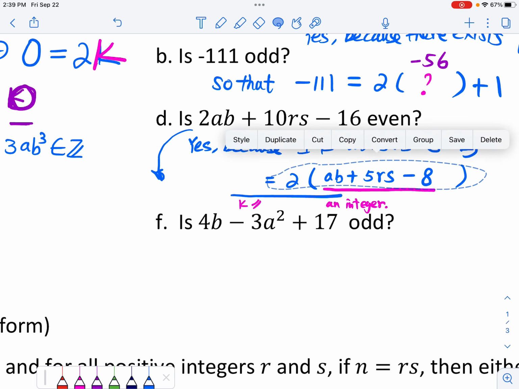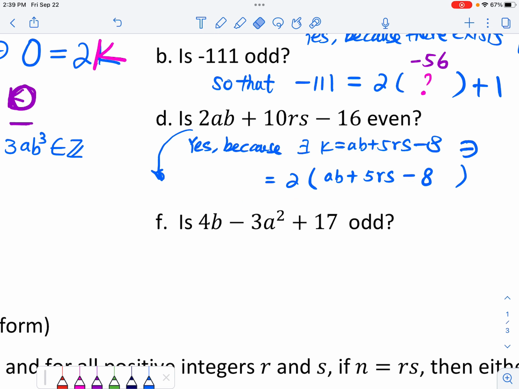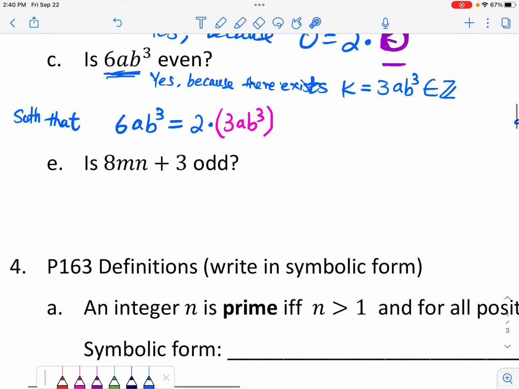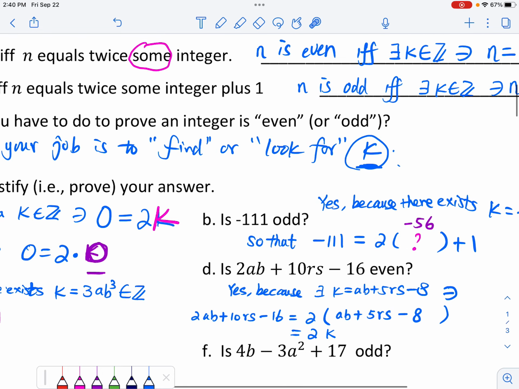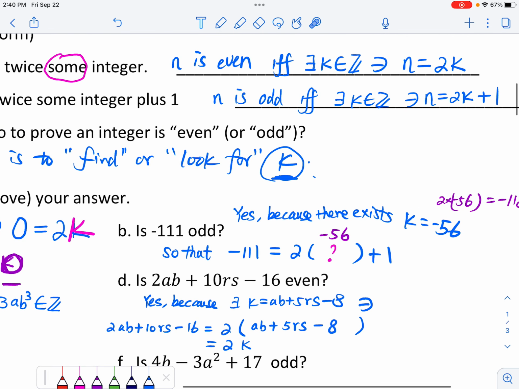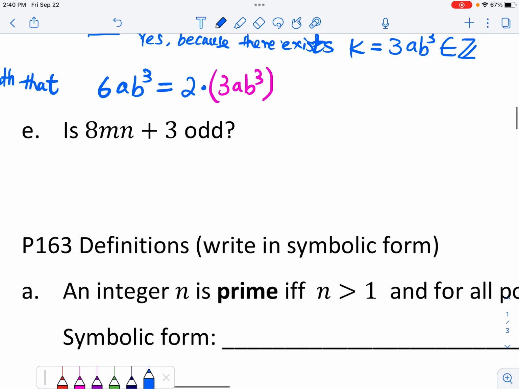I'm going to move this here so that I can write it out nicely, such that 2ab plus 10rs minus 16 is equal to 2 times k. Now let's move on. Is this odd? Again, how do we prove that it is odd? A certain term is odd if you are able to find an integer k such that this term is equal to twice that integer plus 1, then you can conclude that it is odd. So let's give it a try.